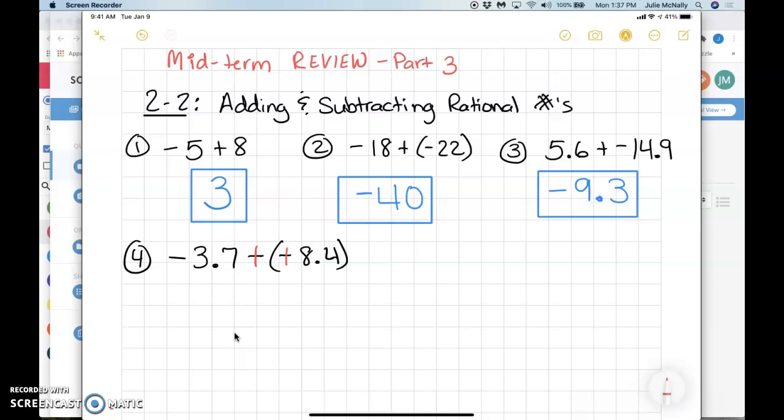Now, are my signs the same or different? They're different, so I'm going to subtract. And then the answer keeps the sign of the bigger number, which is what? 8.4. 8.4 is bigger, and it's positive. So 4.7. And we're going to leave it positive because the 8.4 is positive and it's bigger.